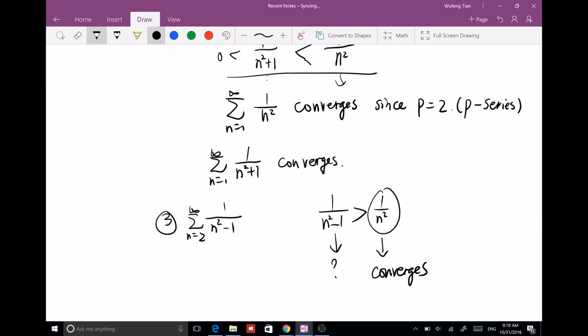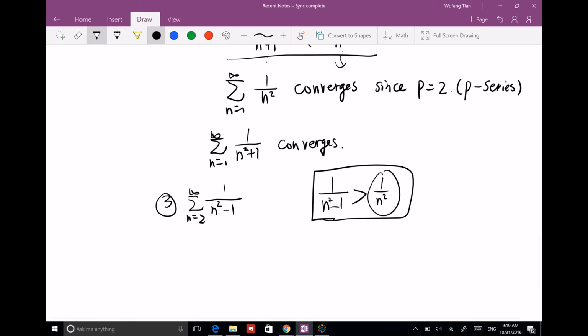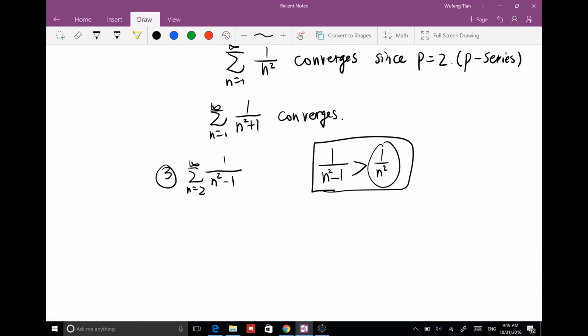So, I cannot use the comparison here with 1 over n squared. So what do I do next? What do you think? Can anyone tell me if I try it?